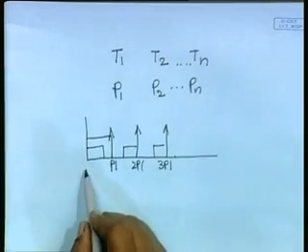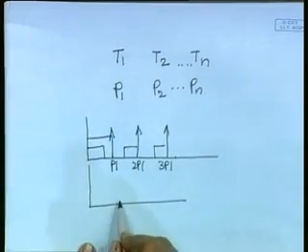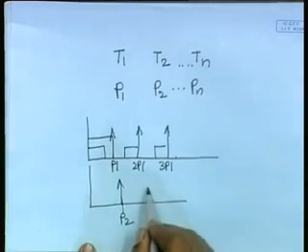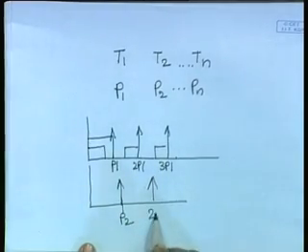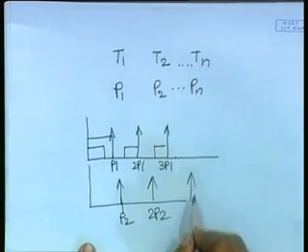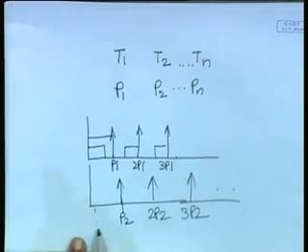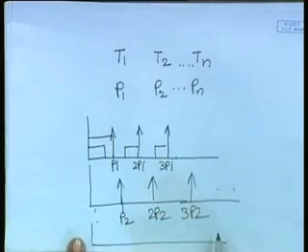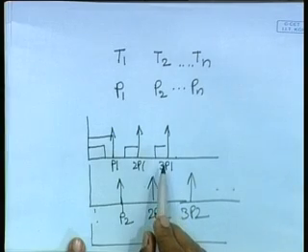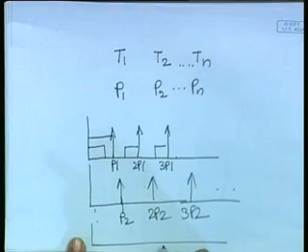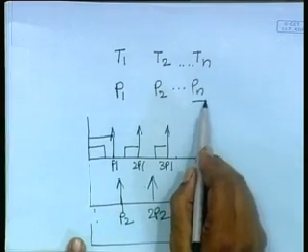Now, there are other tasks like that, P2, 2 P2, 3 P2, and Pn. Now, what we are asking is, what is the size of the table for which the schedule needs to be stored? Should we store up to Pn? Will that be enough?